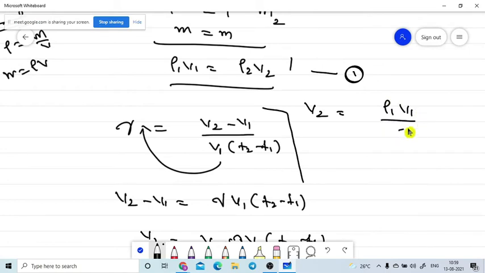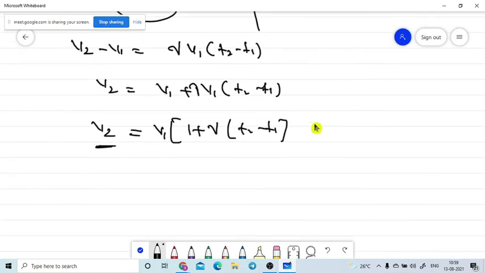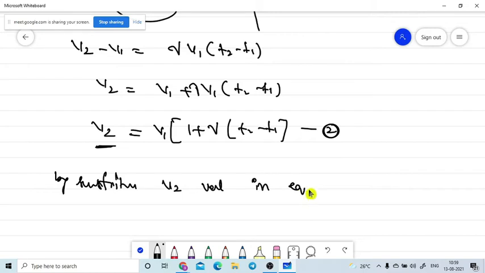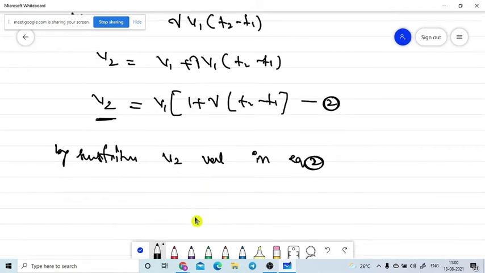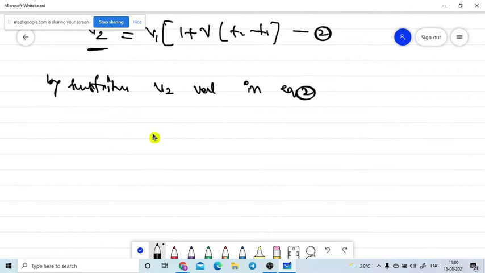ρ1 V1 divided by ρ2. We can get it now. So I am substituting the V2 value in equation number 2. So by substituting V2 value in equation number 2, then how can you write ρ1 V1 by ρ2 is equal to ρ1 V1 by... sorry, ρ2, sorry, one minute, let me see.